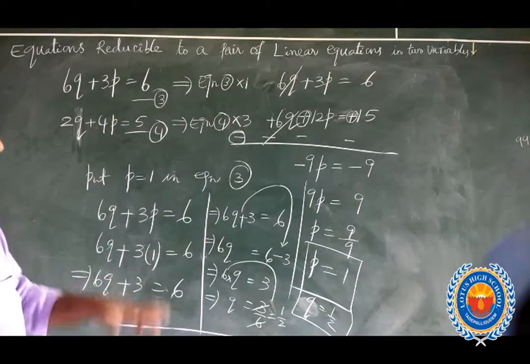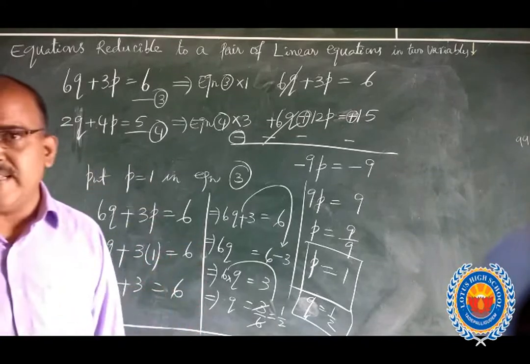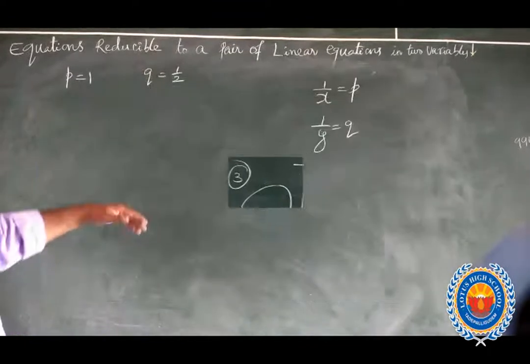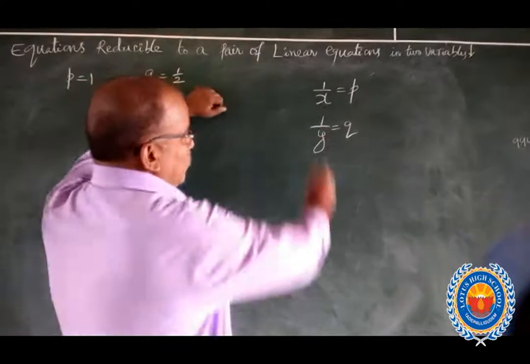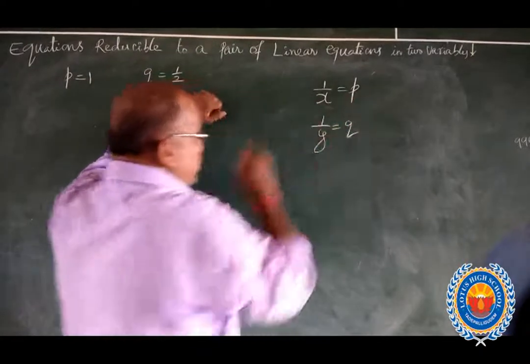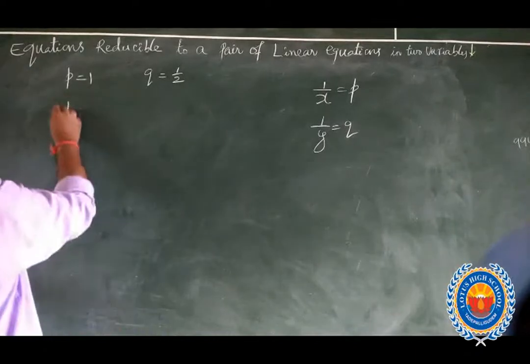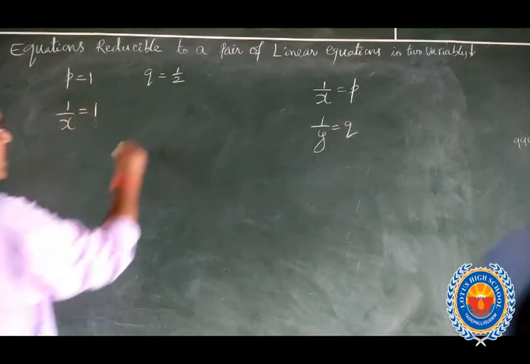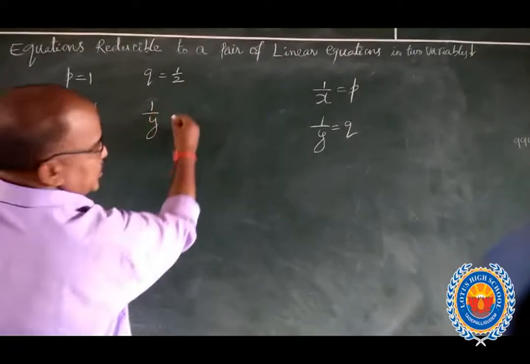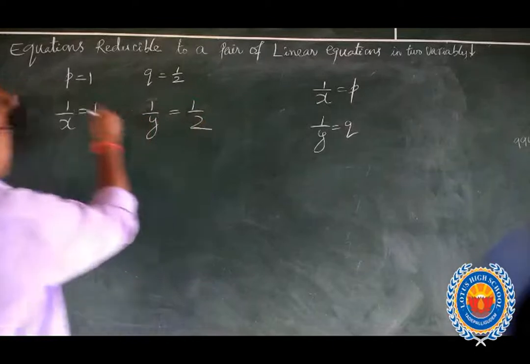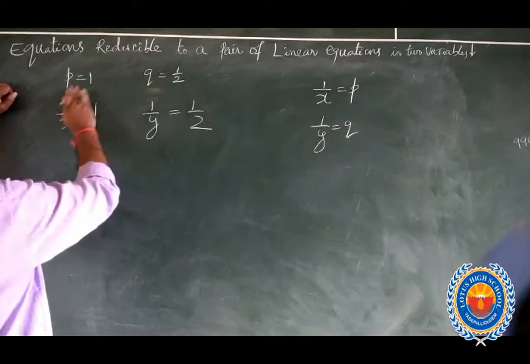Now I am going to find what is the x value and what is the y value. Here P is equal to 1 and Q is equal to 1 by 2. Already 1 by x is equal to P and 1 by y is equal to Q. So 1 by x is equal to 1, and 1 by y is equal to 1 by 2.